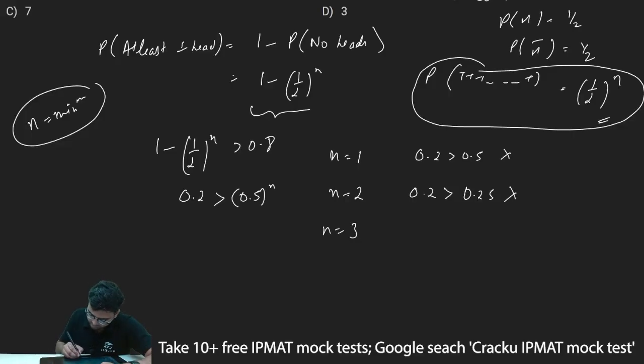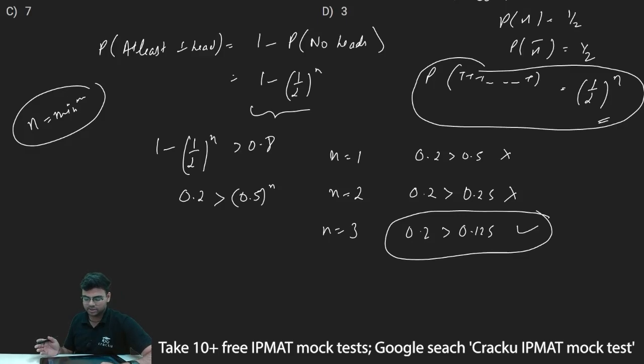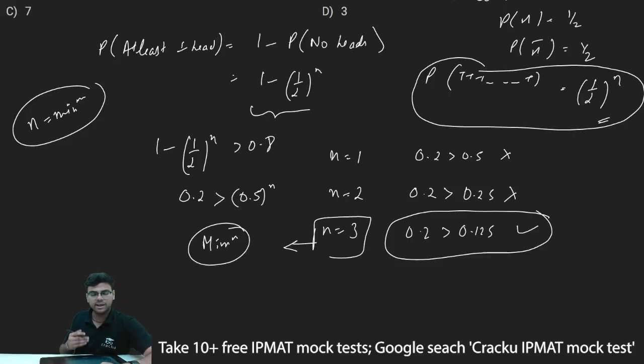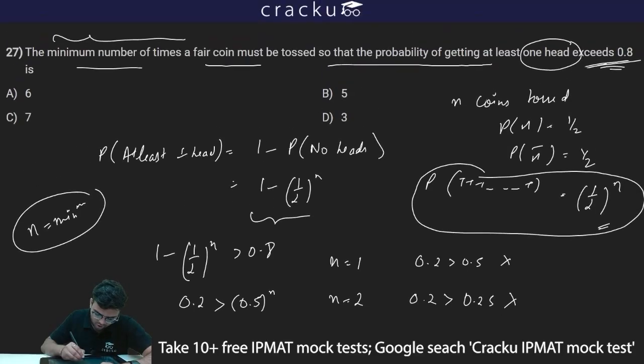If I put n is equal to 3, 0.2 is greater than 0.5 whole cube, which is 0.125. Now this is correct. 0.2 is definitely greater than 0.125 when n is equal to 3. So I can say n is equal to 3 will be the minimum value, because at n is equal to 2 it is not satisfying the criterion. Therefore I can say option D, 3, is the correct answer.